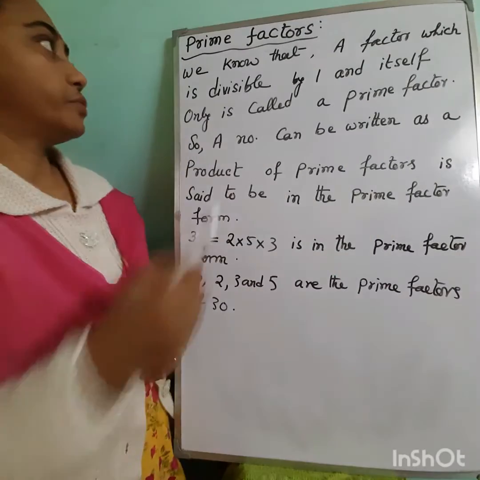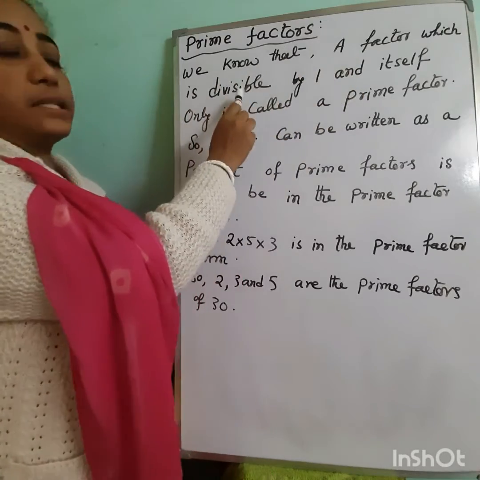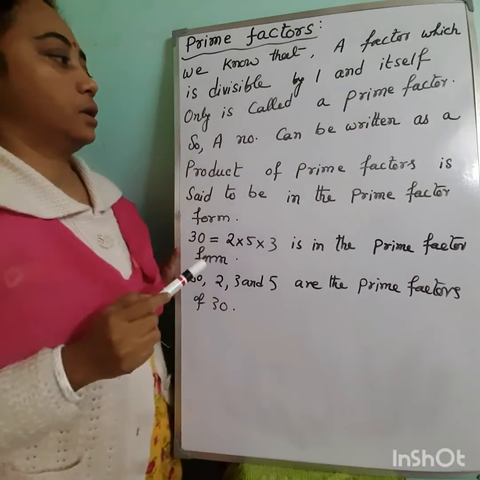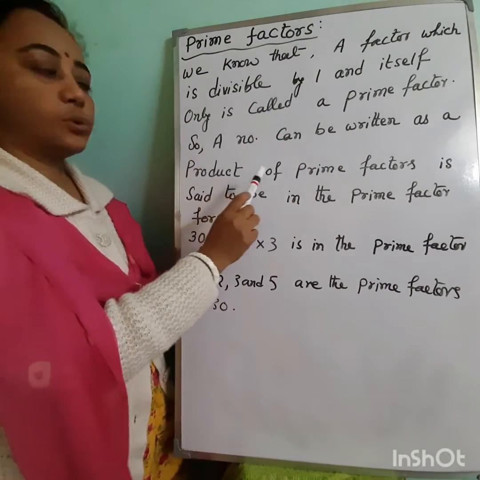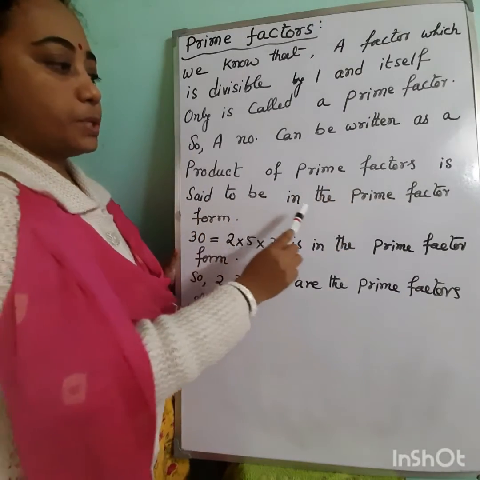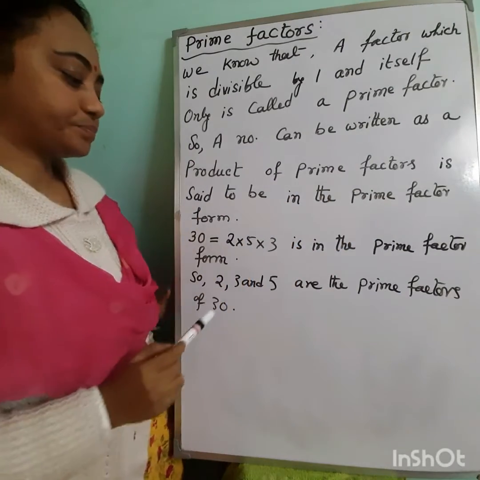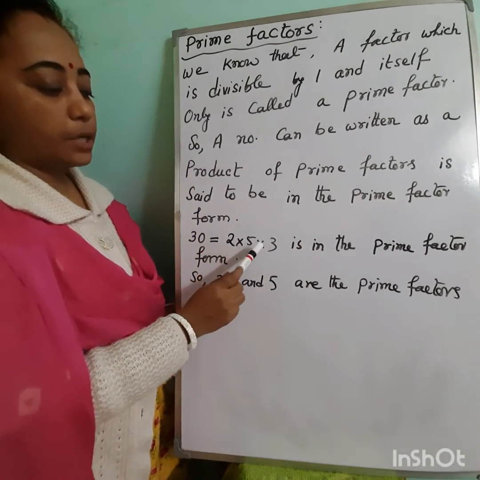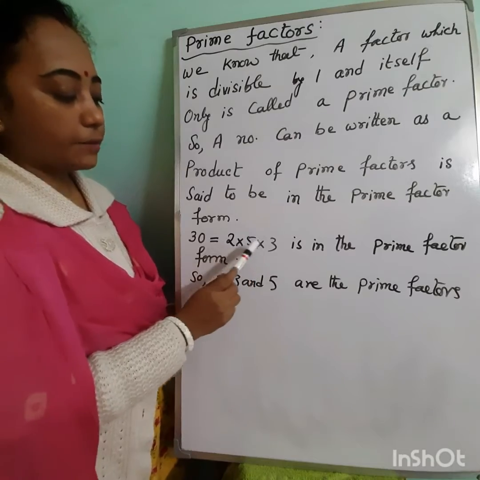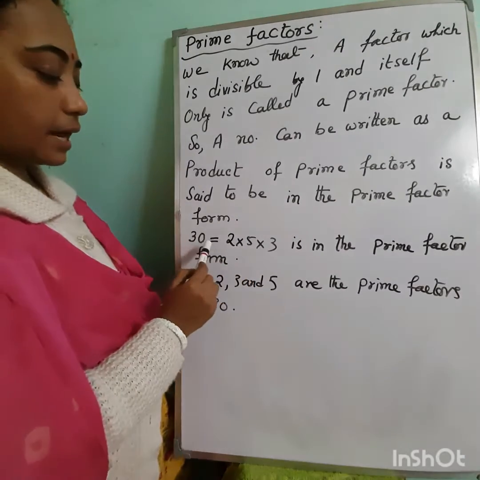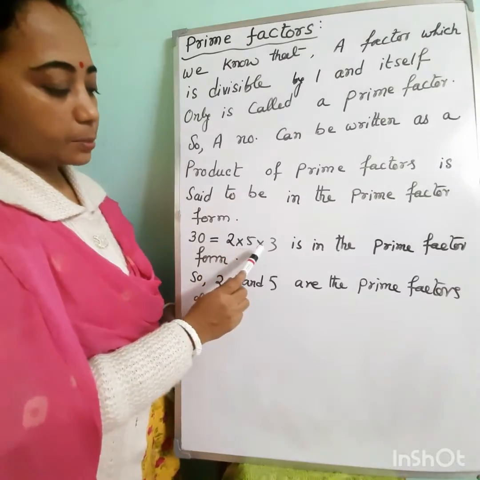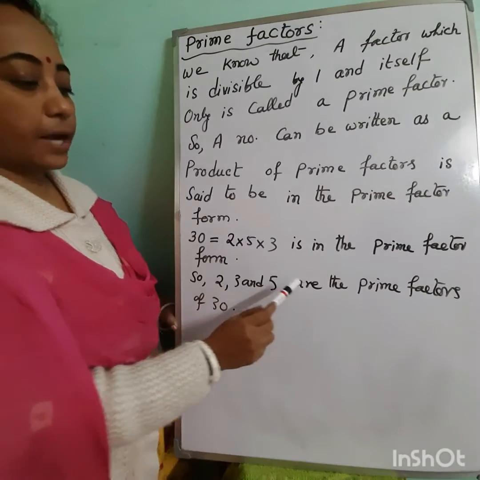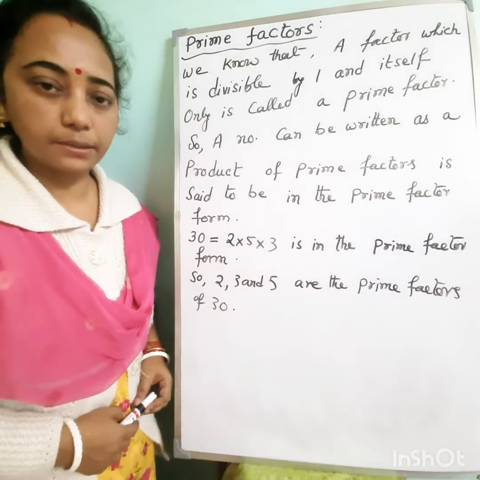Now prime factors. We know that a factor which is divisible by 1 and itself only is called a prime factor. A number written as a product of prime factors is said to be in the prime factor form. For example, we can write 30 as 2 multiplied by 5 multiplied by 3. Here 2, 5, 3 are prime numbers. So we can say that 30 equals 2 multiplied by 5 multiplied by 3 is in the prime factor form. So here 2, 3 and 5 are the prime factors of 30.